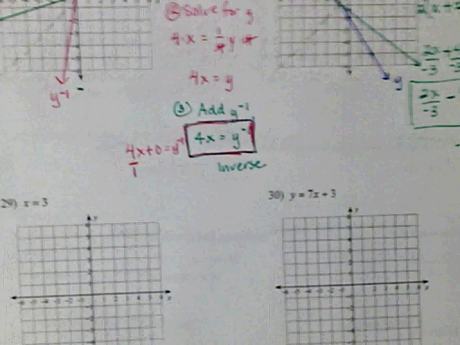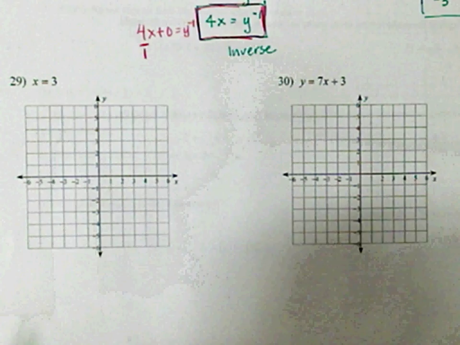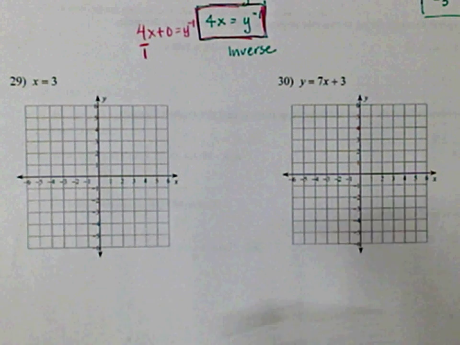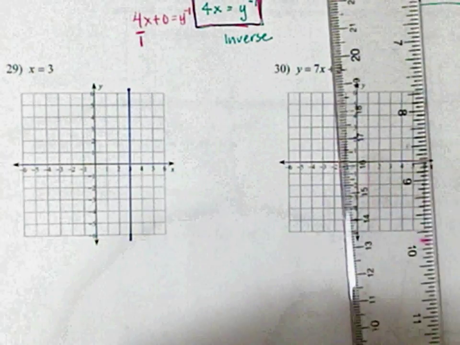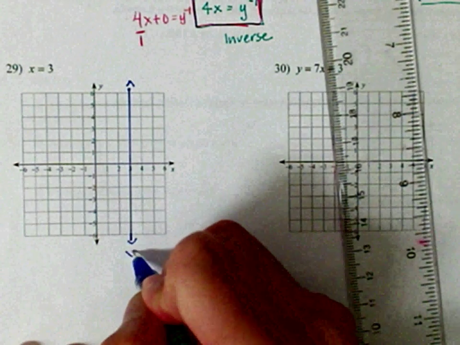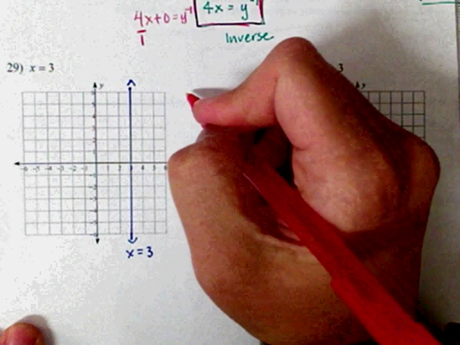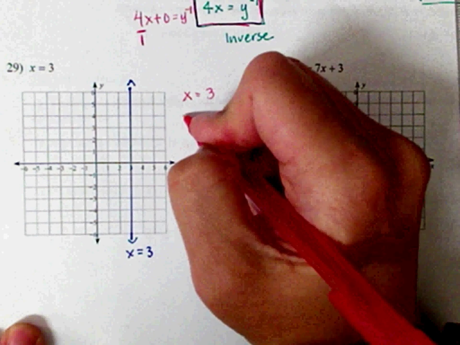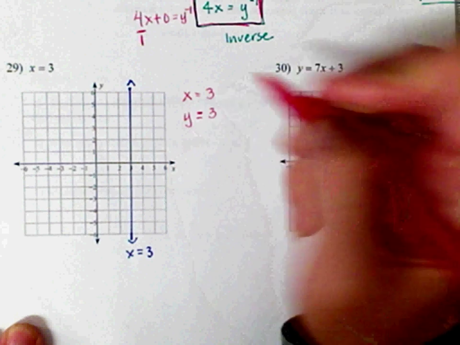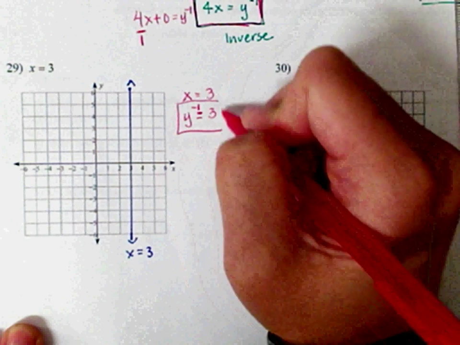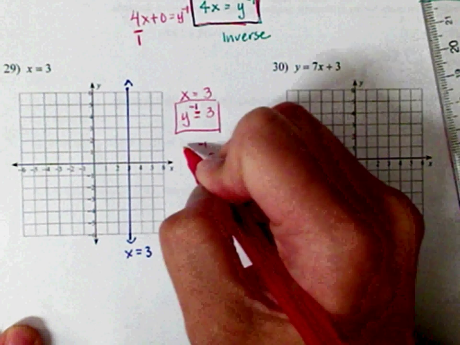Number 29. Okay, here we go. X equals 3. That means you are crossing the x-axis at 3, which is right here. So this line right here is x equals 3. Find your inverse, switch your x and your y. So x becomes y, solve for y. That's it. So here's your inverse right here. Okay? Written better, it would be like this. I would prefer you to rewrite it like this.